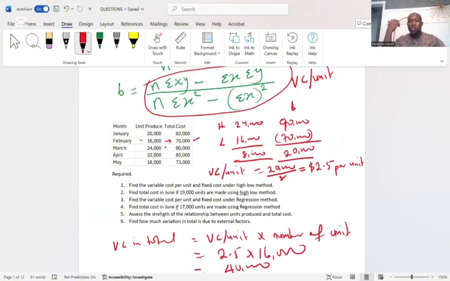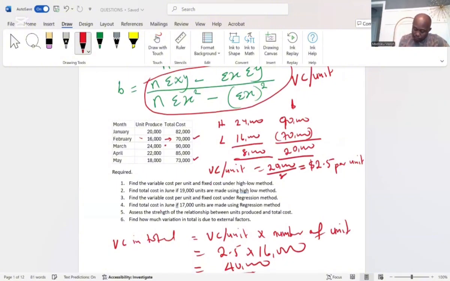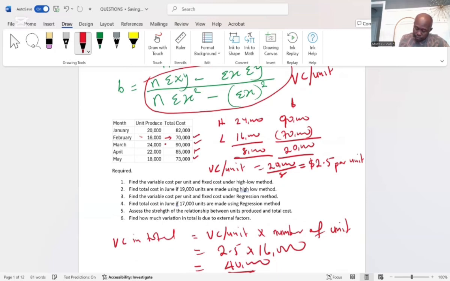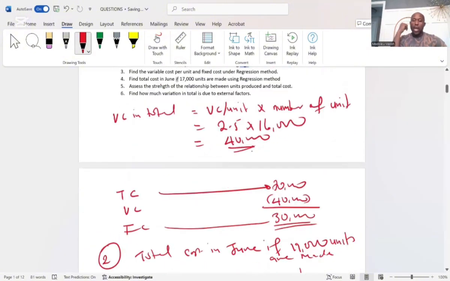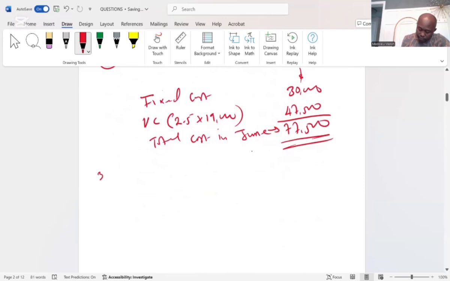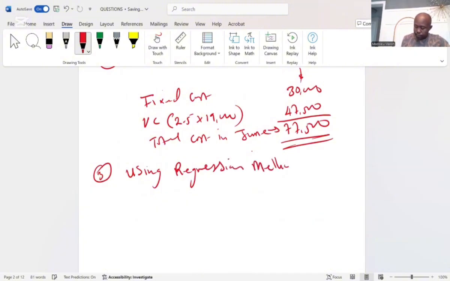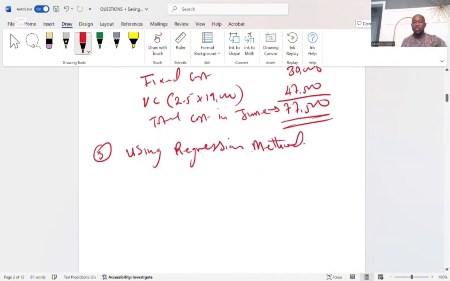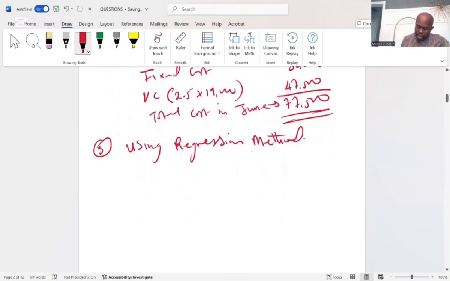All the information. So first of all, what's our N? I told you our N. We can count 1, 2, 3, 4, 5. So our N in this question is 5. Okay, so now we are using the data to do regression analysis. So 3, using regression method. Using regression method.